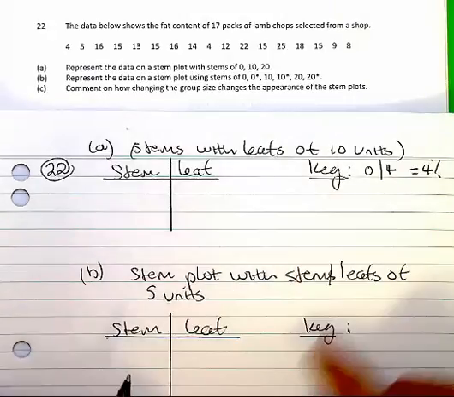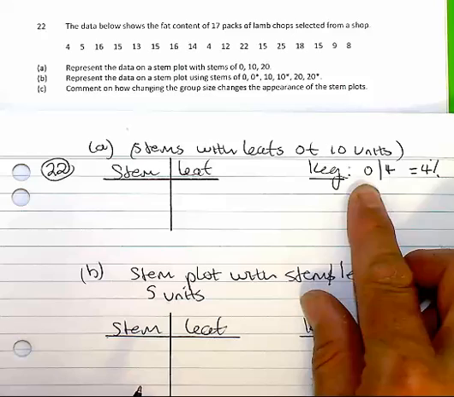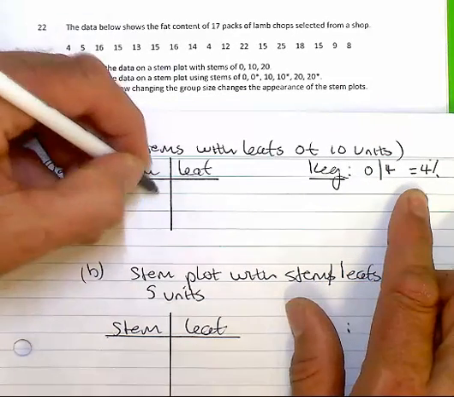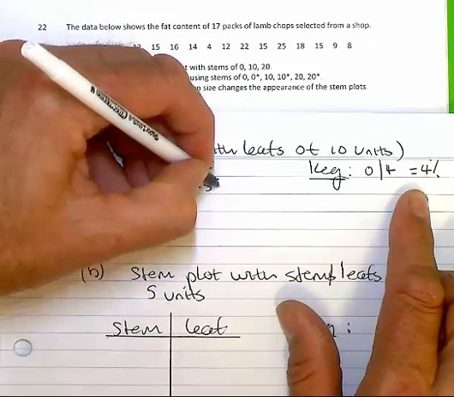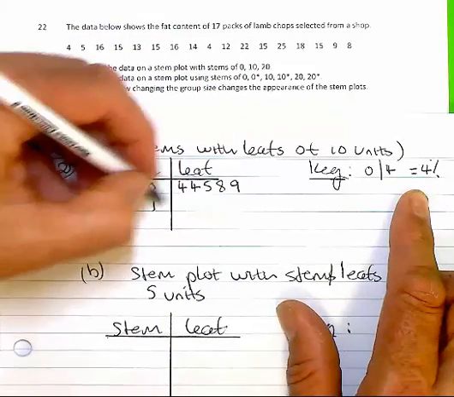So notice here I've got a key: 0|4 in my key, the stem 0, the leaf 4 represents 4%. Please notice as you're doing this, try to keep your numbers and the units in the leaf nice and even so people can follow what you're doing.